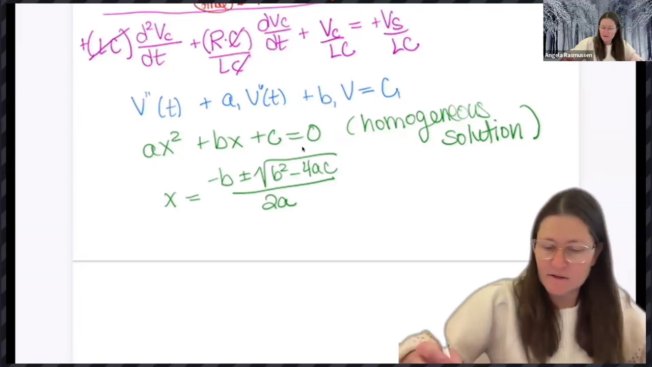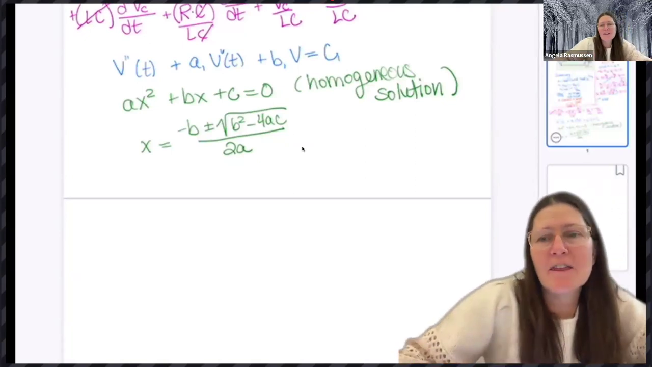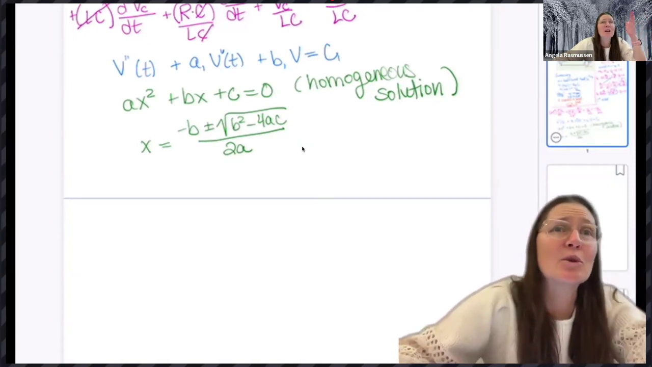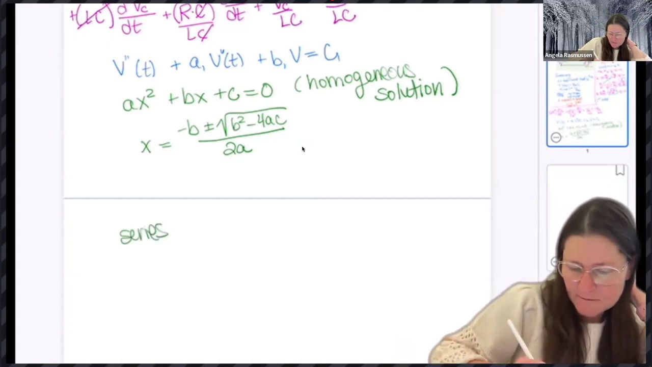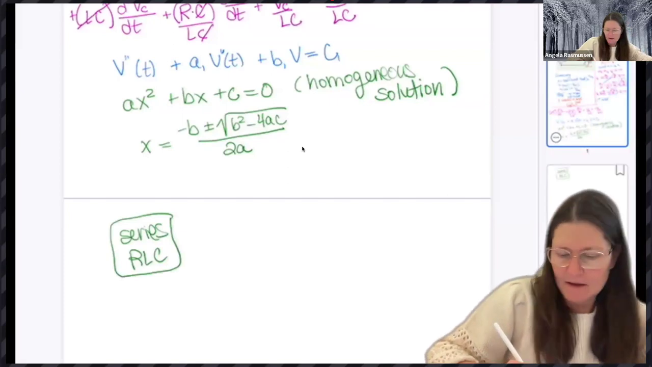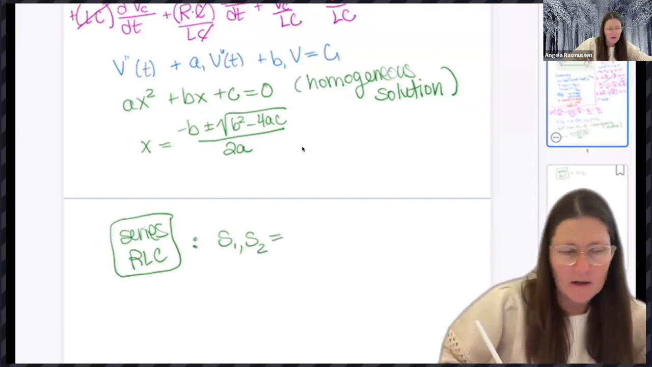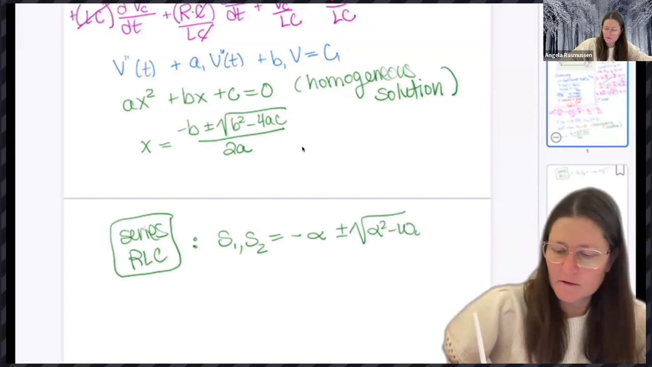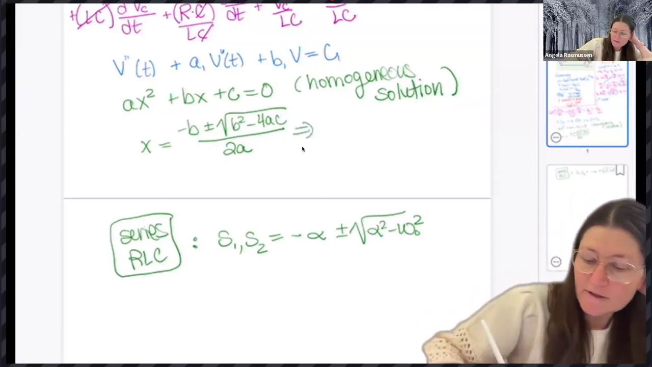And so, let me add another page. We're going to have this form for every solution now that's a second order. So if we have an RLC in series, or we could have an RLC in parallel. So those are the two options that we have for these. So in a series RLC, we call those roots S1 and S2. And we're going to introduce these two terms, alpha and omega naught. And if you remember, this is also called a characteristic equation.